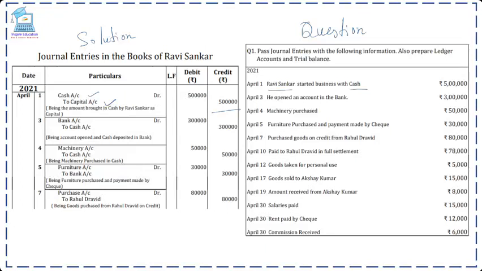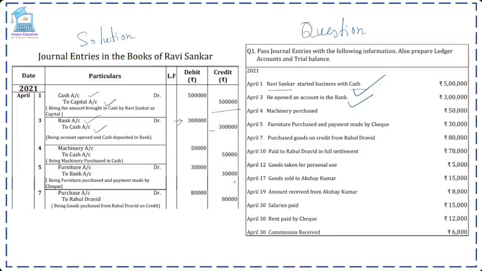Fine. Next journal entry: he opened an account in bank. After getting cash, an account is opened. Whenever a bank account is opened, the amount will be deposited in the bank, so in the bank account the amount will be increased. The journal entry is bank account debit to cash. This is the entry for cash deposited in the bank. Bank debit to cash. So cash is reduced by 3 lakhs and in the bank account it is increased.